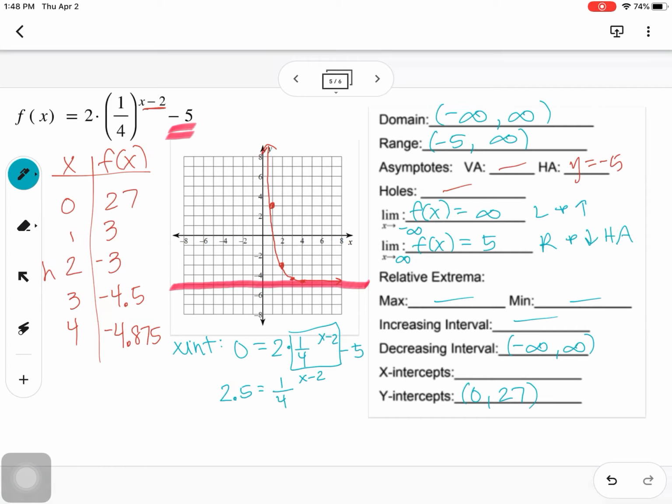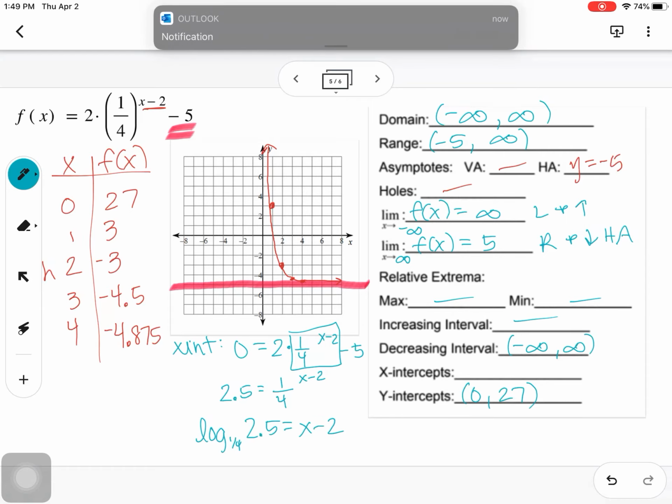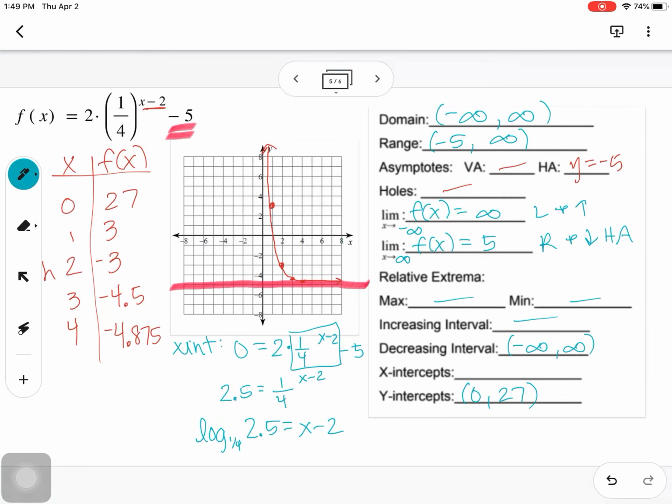And this is where we use logs to be able to solve for something in an exponent. If I rewrite this as a logarithm, it's going to be log base 1/4, because the base of your exponent is also going to be the base of your log, of 2.5 equals x minus 2. You're going to need change of base formula for that left-hand side. So you're doing log of 2.5 divided by log of 1/4, or you can just use 0.25 in your calculator. And that gives me negative 0.66096 equals x minus 2. And if you add 2 to that, you get 1.339 in my calculator. 1.3 is fine, comma 0. And again, if you look at your graph, it seems to make sense.